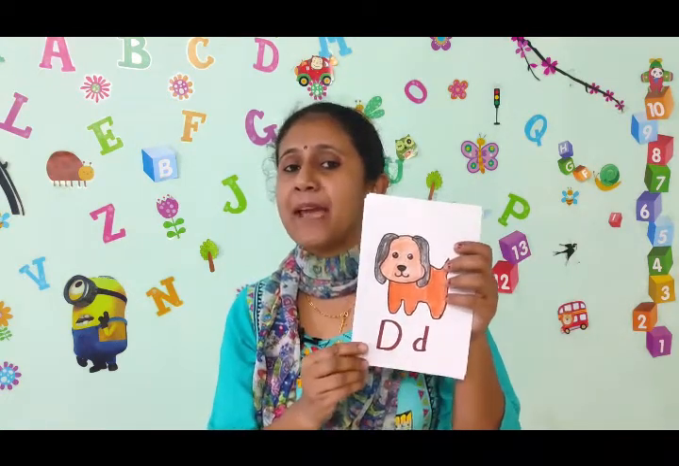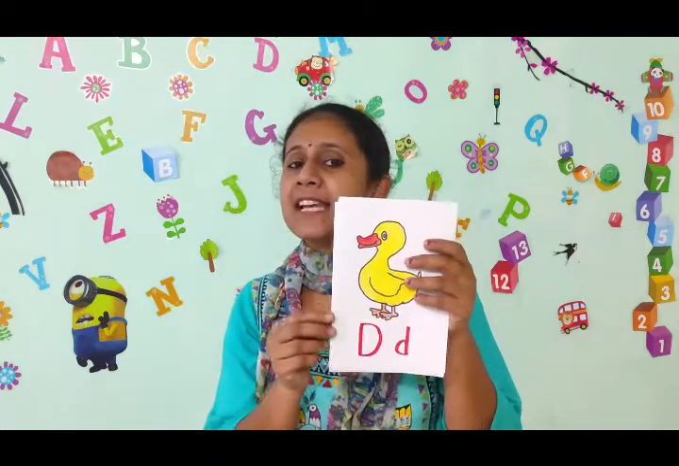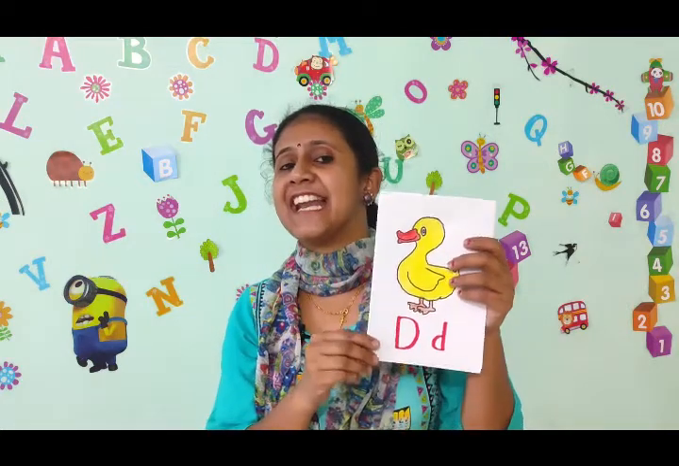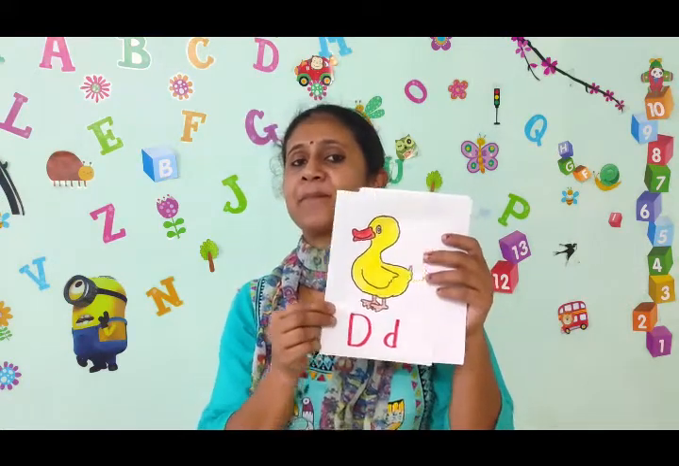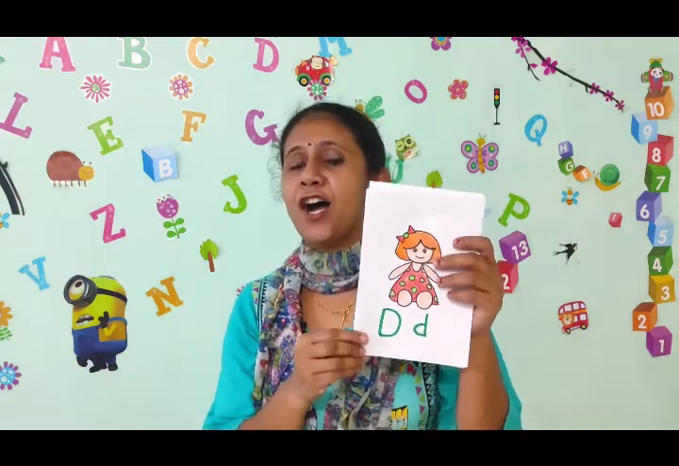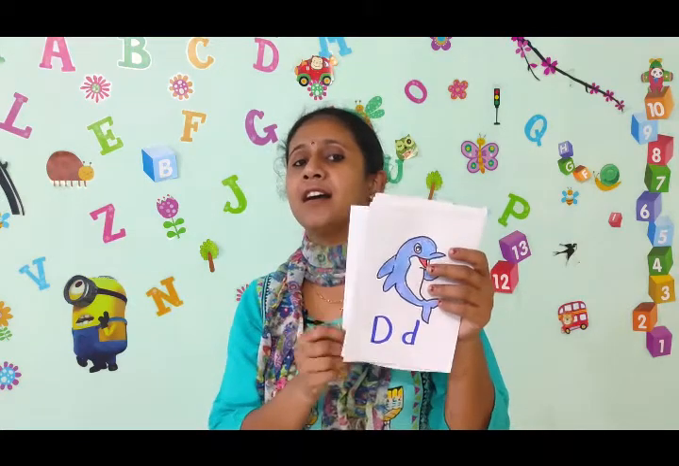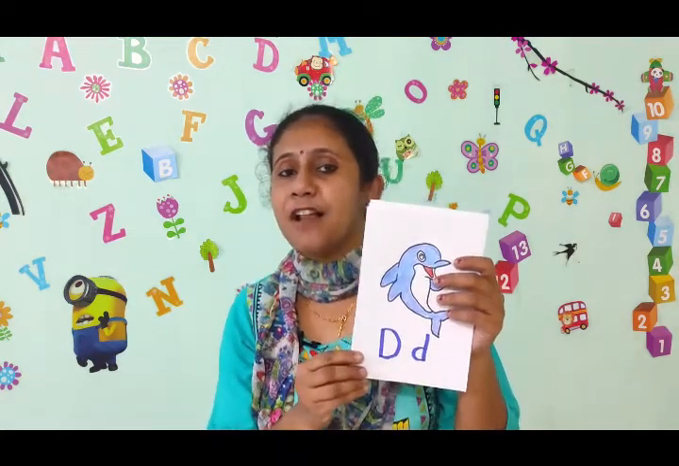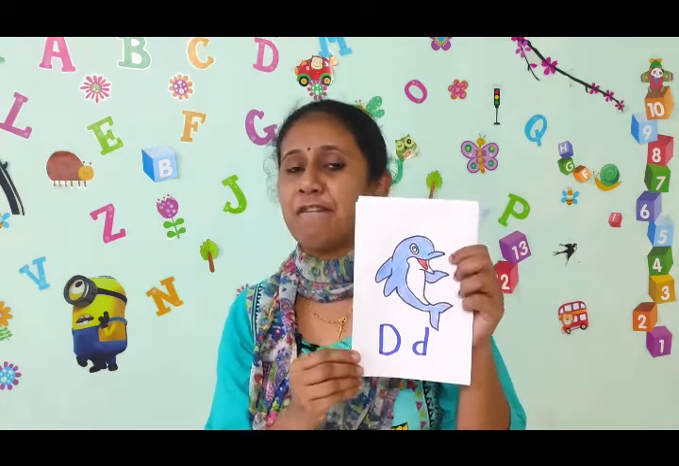Children, can you repeat what is this? Yes. D. Dog. Yes, very good, children. D. Duck. Yes. D. Doll. D. Dolphin.